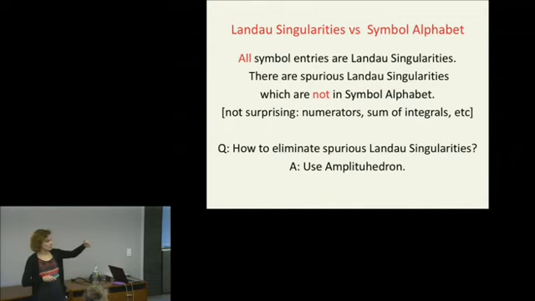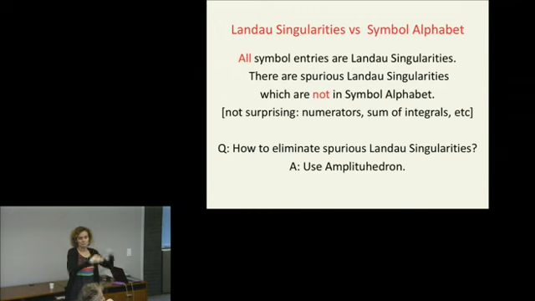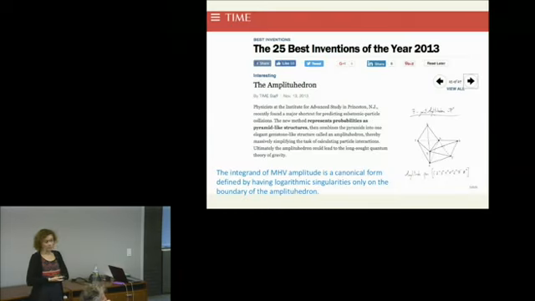Number 2 is that we're summing the integrals. So it could be that when you sum, some singularities cancel. So then the question is how to eliminate these spurious singularities. Then comes the best invention of 2013, the amplituhedron. I'm sure many of you heard about it from Nima, so I'm not going to go into great detail.